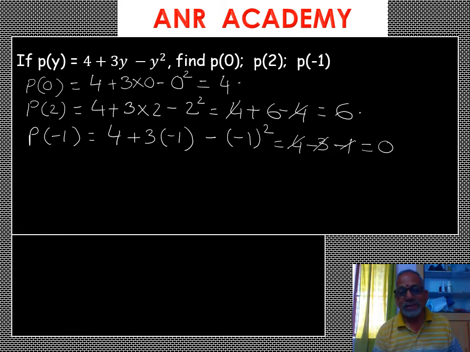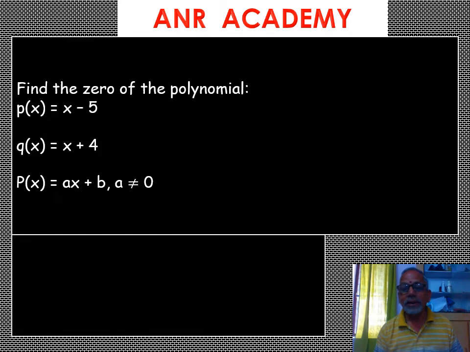So we call this minus 1 the zero of the given polynomial. That means when you replace the variable, the value of the polynomial will be 0. That is called the zero of the polynomial. Okay. So now let us go to the next question.